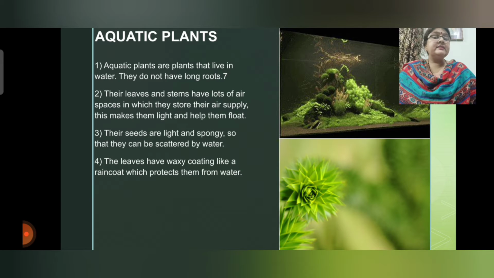The next point is that the seeds of aquatic plants are very light and spongy so that they can be scattered by water. Next, the leaves have a waxy coating, like an umbrella or a raincoat, which protects them from water.